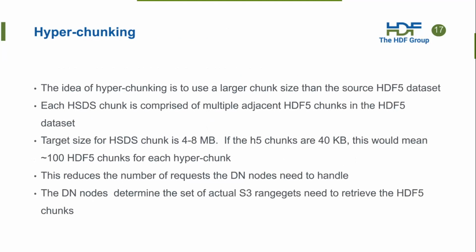The idea of hyperchunking is that we use a larger chunk size in the HSDS model than we have in the HDF5 dataset. So we gather multiple HDF5 chunks in the file and create this virtual hyperchunk. So for example, if your H5 chunks are 40 kilobytes each, we would take 100 of those, lump them together, and that becomes one HSDS hyperchunk. So now we reduce the number of requests that the SN nodes need to send to the DN nodes to retrieve a particular chunk. And the DN nodes, once they get the request to read a hyperchunk, can figure out which S3 range GET requests are needed to retrieve the actual HDF5 chunks from the HDF5 file.